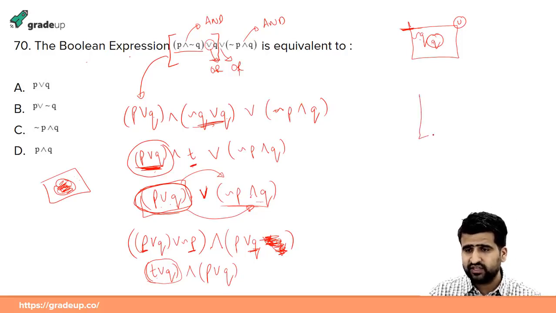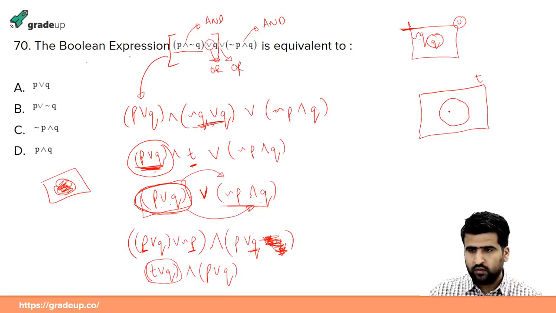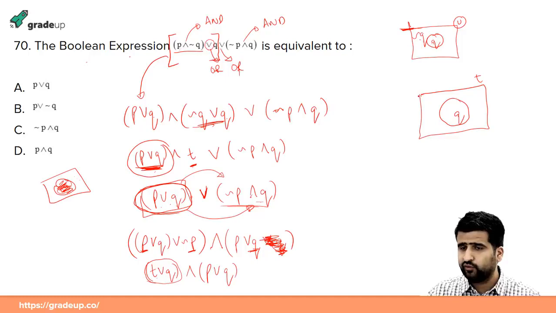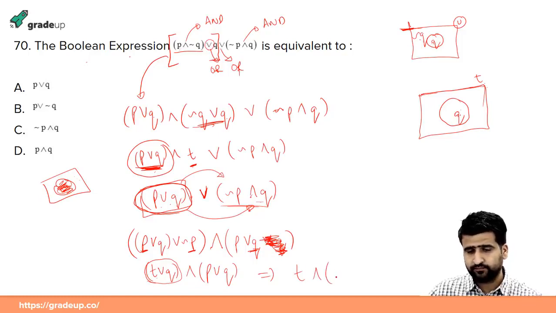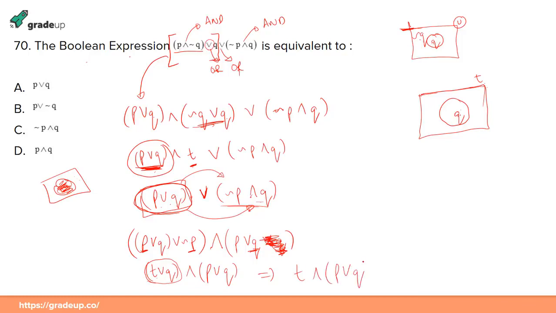Now I have to see the union of total and Q. The union of total and Q will be equal to total itself. The intersection of total and Q will be Q, but the union of total and Q will be equal to total itself. So you get total and P or Q. Now you have to see the intersection of this P or Q with total. Therefore this will be equal to P or Q.